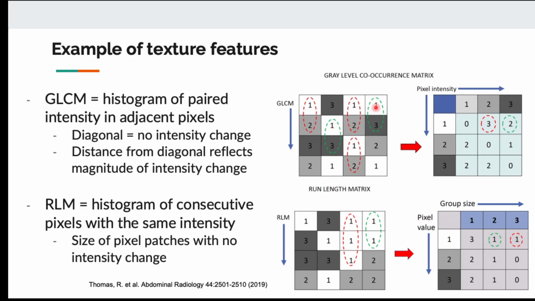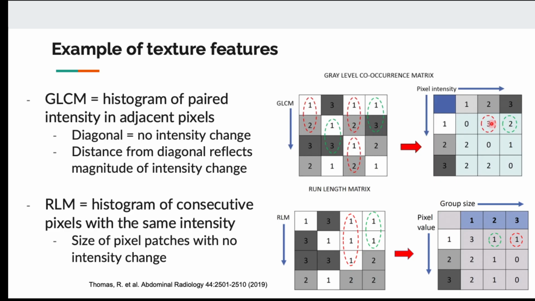So what you can see here, the diagonal of the texture means that the bottom pixel and the top pixel are the same. 1 and 1 together, 2 and 2 together, 3 and 3 together. So the numbers along the main diagonal means that there is no change in intensity. Meaning that if you have a lot of pixel pair in the diagonal, if the numbers are high, that means your image is smooth. There is no change in the pixel intensity.